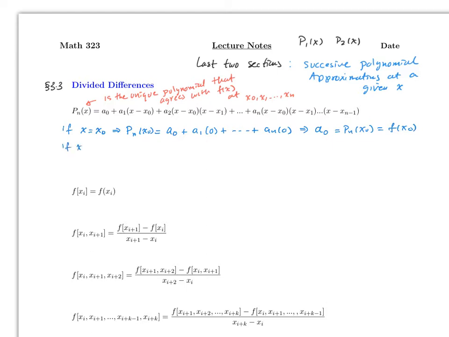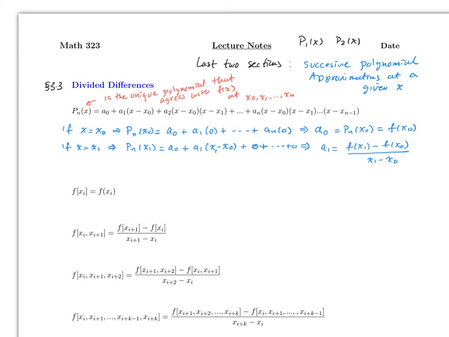Then if x was equal to x1, then Pn of x1 will give you now a0 plus a1 times x1 minus x0, and then the rest will be 0. So therefore a1 will be f of x1 minus f of x0 divided by x1 minus x0.